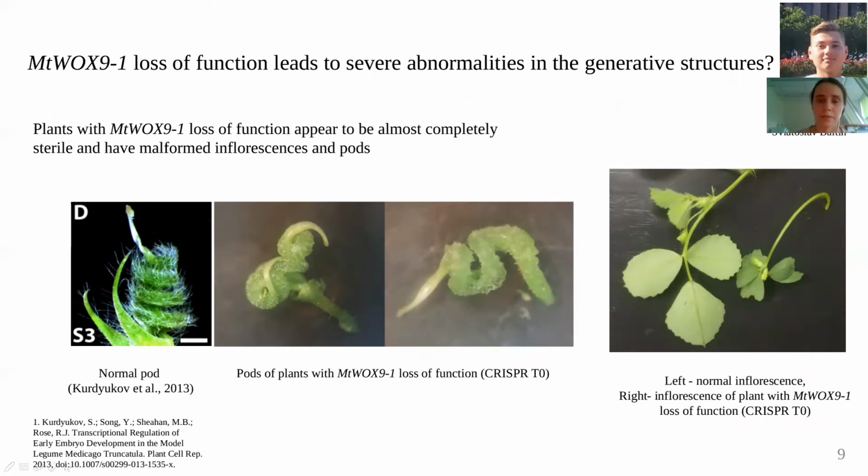We also made CRISPR mutants of VOX91, and it appears that plants with loss of function of VOX91 are almost completely sterile and have malformed inflorescences and pods too. This data suggests that VOX91 definitely participates not only in somatic but also in usual zygotic embryogenesis.